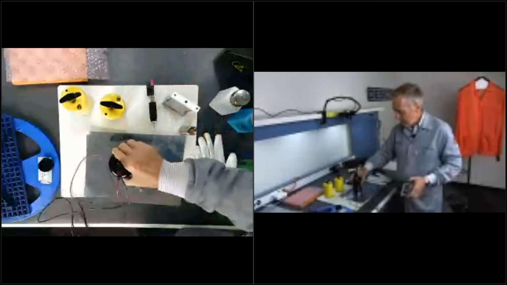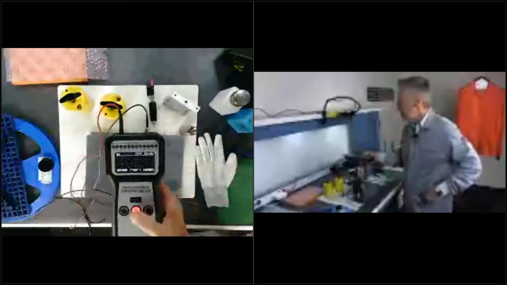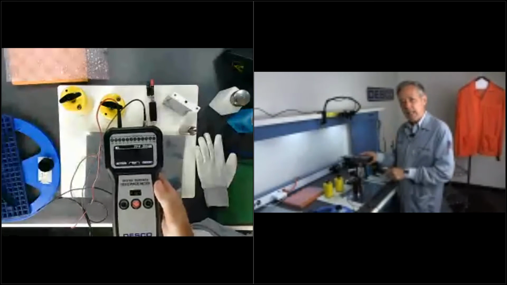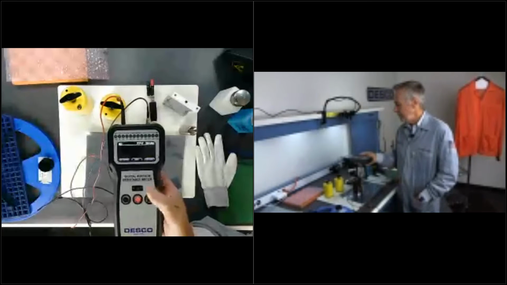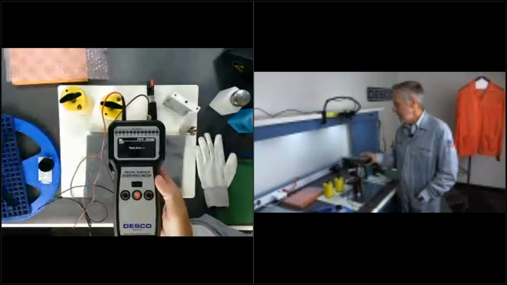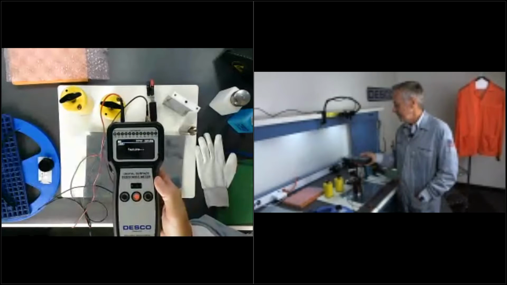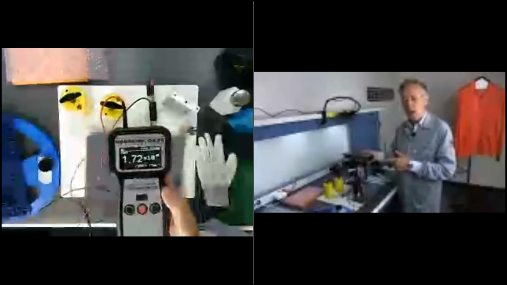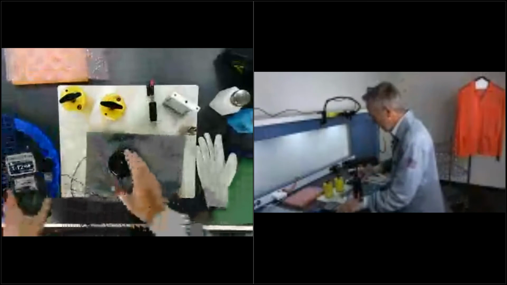So again, I'm going to use my concentric ring probe, take my measurement. Now the standard for this number is less than 1 times 10 to the 11th. So I'm going to test. Okay, 1.72 times 10 to the 9th. So well within spec.